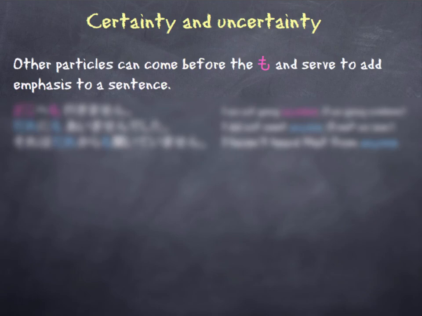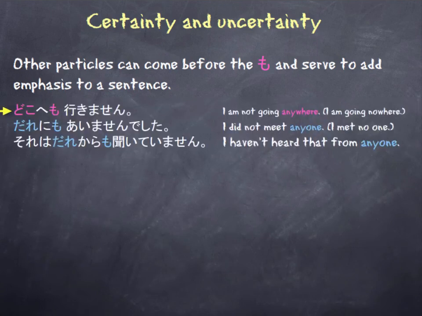Now, other particles can come before the mo and serve to add emphasis to a sentence. For example, I am not going anywhere, or I am going nowhere. Doko e mo ikimasen. So we can also remove this e from the sentence. どこも行きません. It's just that adding the e into the sentence gives it more emphasis, as in, I am not going anywhere.